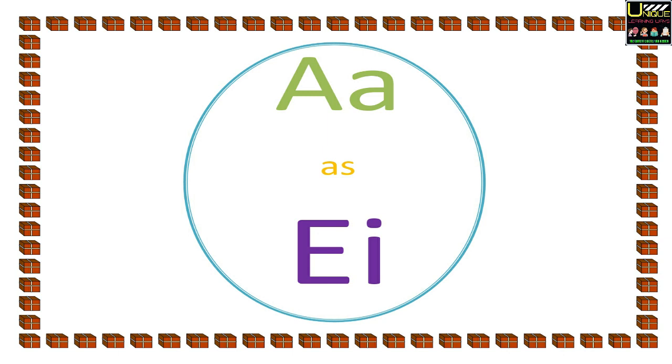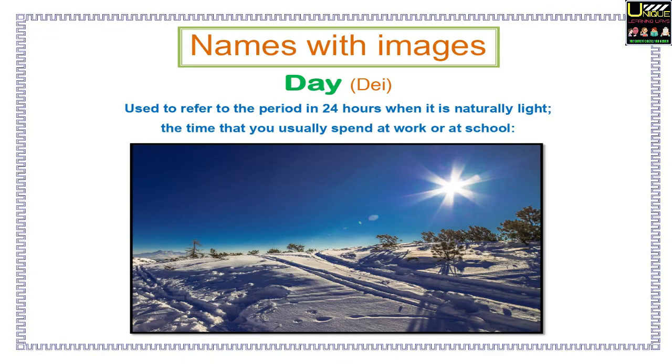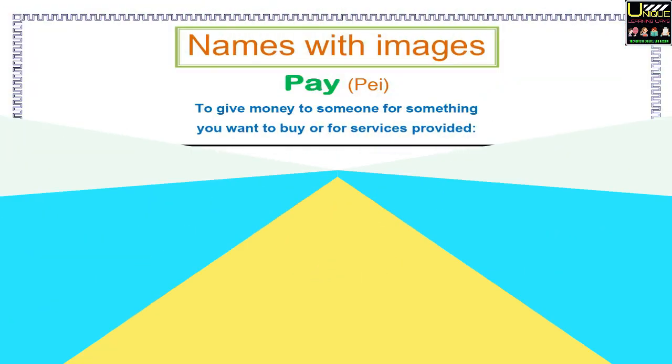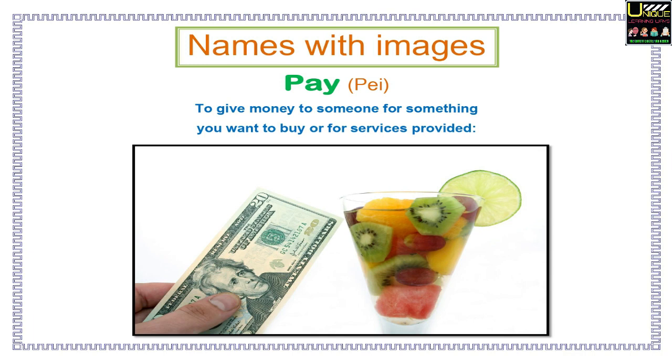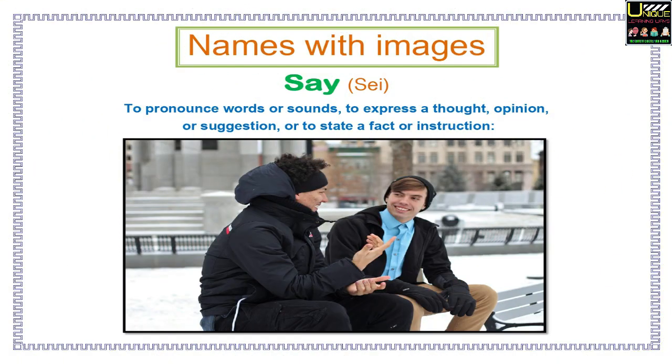A as A. Names with images. Here you will see word, its explanation with the image. Day. Used to refer to the period in 24 hours when it is naturally light. The time that you usually spend at work or at school. Pay. To give money to someone for something you want to buy or for services provided. Say. To pronounce words or sound, to express a thought, opinion, or suggestion, or to state a fact or instruction.